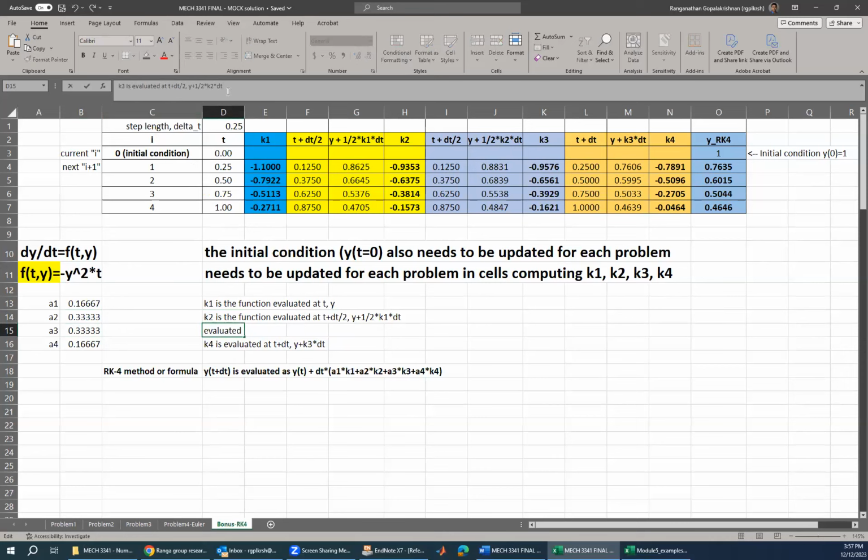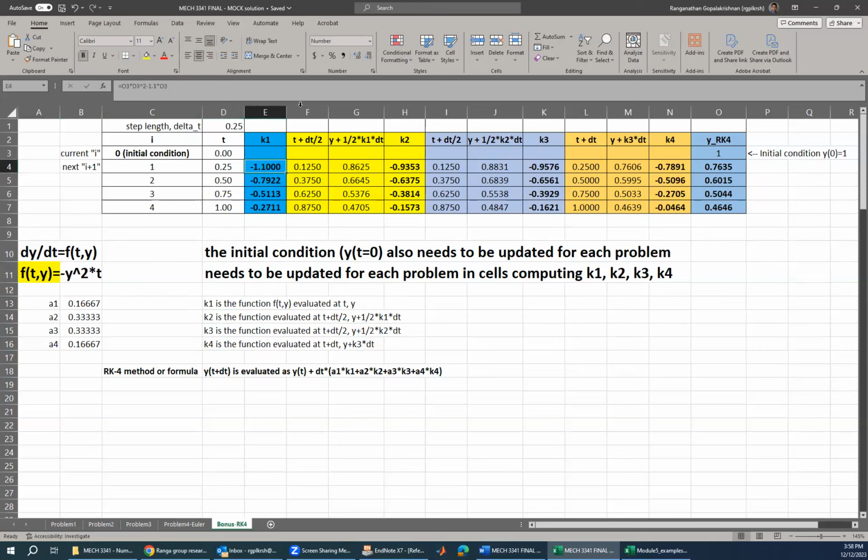And k3 is the function evaluated at t plus delta t over 2 and y plus half k2 delta t. And k4 is the function evaluated at t plus delta t and y plus k3 times delta t. So first of all, you need to be clear what this function is. By function, I mean f of t comma y evaluated at t and y, that is, at the current time.